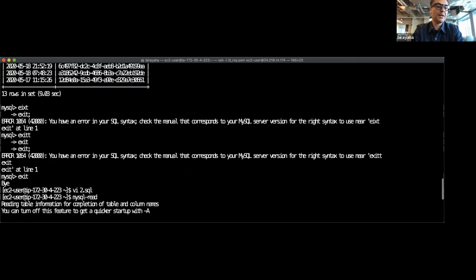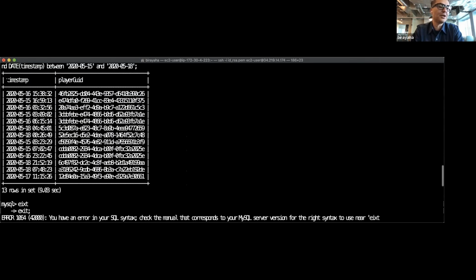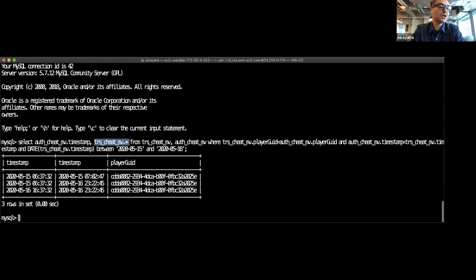So what we basically did, we were able to filter these 13 suspicious cases down to 3. And what we can see here is that we have a really interesting player who is doing something. So let's try to understand what's going on here.